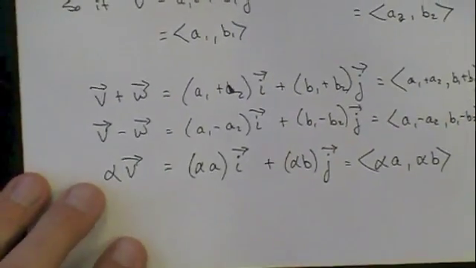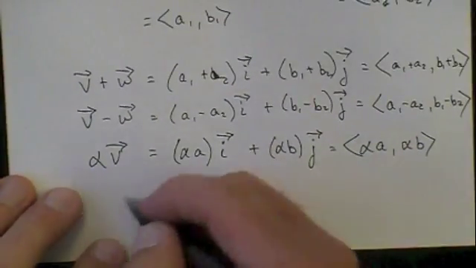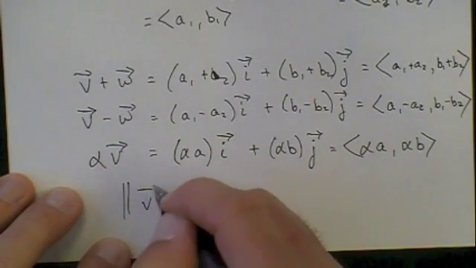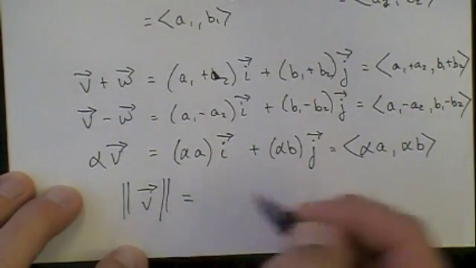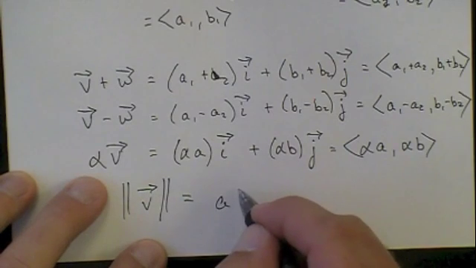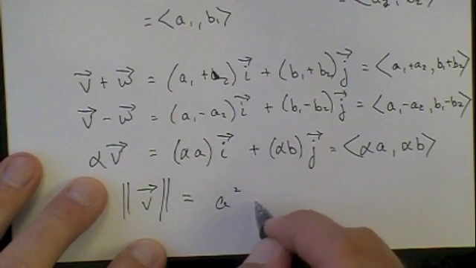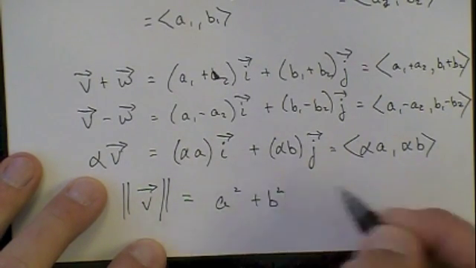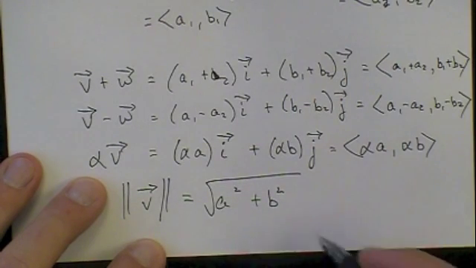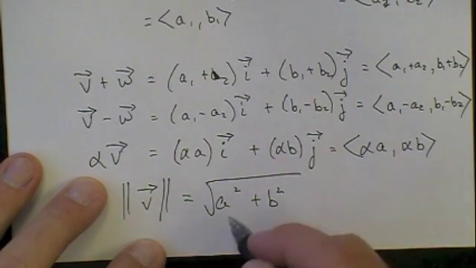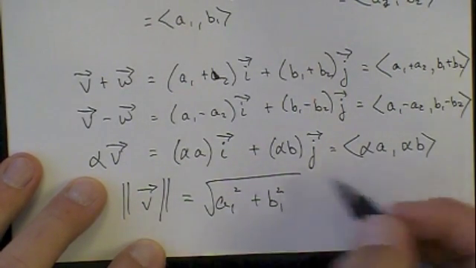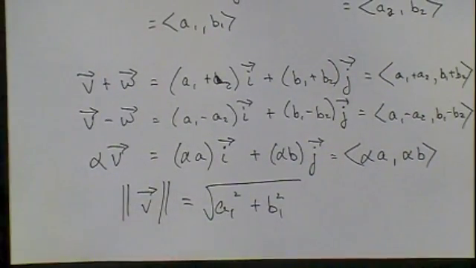And as far as the magnitude of our vector, to find that, we're going to take a squared plus b squared and take the square root of that value. Now if we're talking about vector v, then that would be our a1 and b1, because those are the components of vector v.